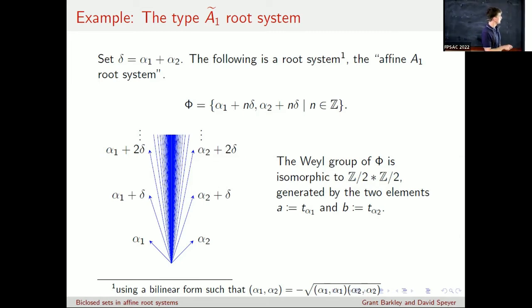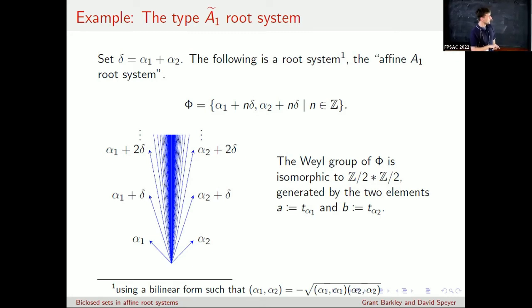And this is called the affine A1 root system. Another name is A1 tilde, which is just reading out this symbol right here. I'm not going to get into how this notation works, but basically, if you take a finite root system, you can make it affine. And so that's where this name comes from, which is why it looks weird.